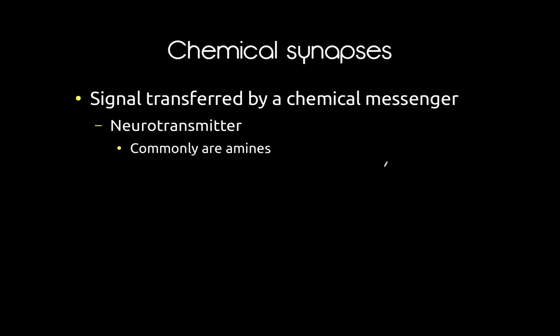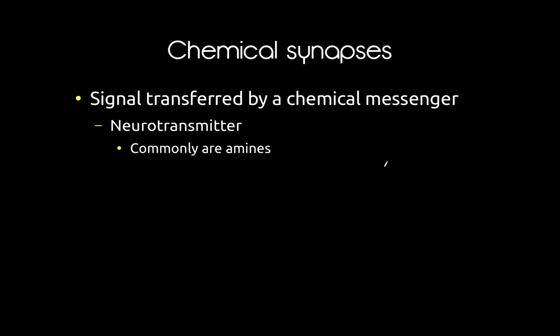Okay, so let's move on to chemical synapses. Didn't really talk too much about the electrical synapses because they're really simple, and there's not a whole heck of a lot to them. There's going to be a lot more to the chemical synapses, so this is going to take quite a bit longer. What chemical synapses do is cause signal transfer by some chemical messenger that's sent from the presynaptic neuron to the postsynaptic cell. That chemical messenger is called a neurotransmitter.